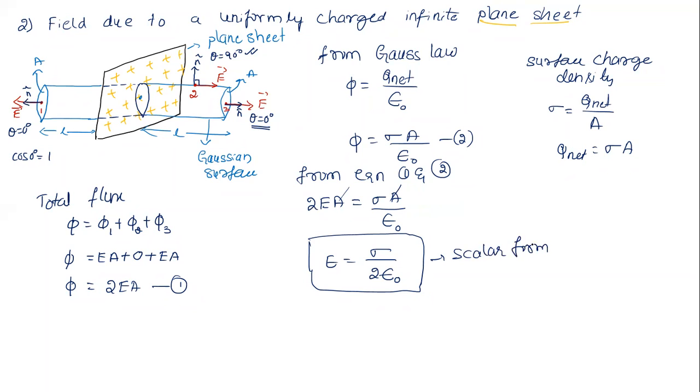Sir, what if I use vector notation? So I need to include the direction of the electric field here. So in vector notation, E vector is equal to sigma by 2 times epsilon naught times n cap, where n cap is indicating the direction. So this is what we call the vector form. So this is the second application, that is the electric field due to a uniformly charged infinite plane sheet.